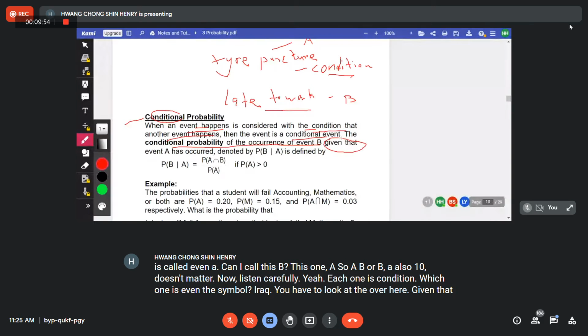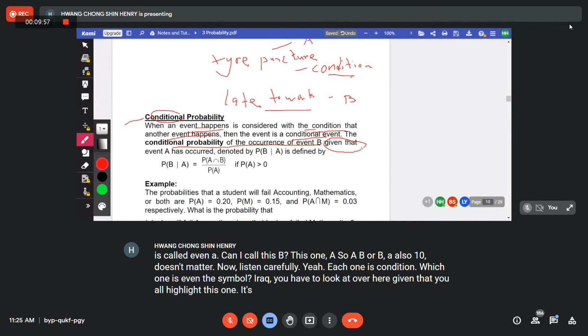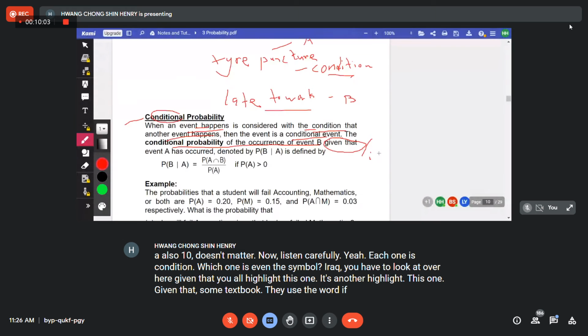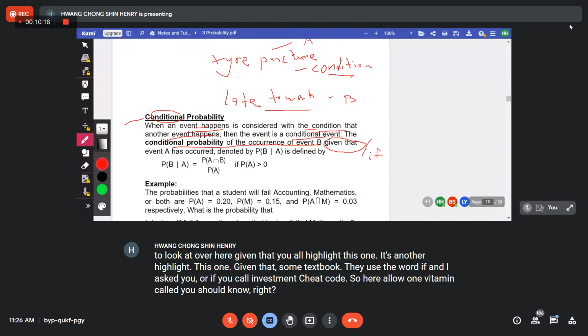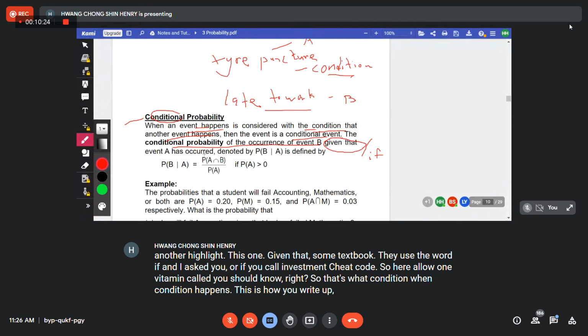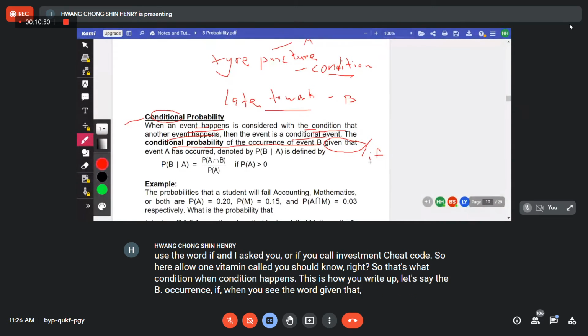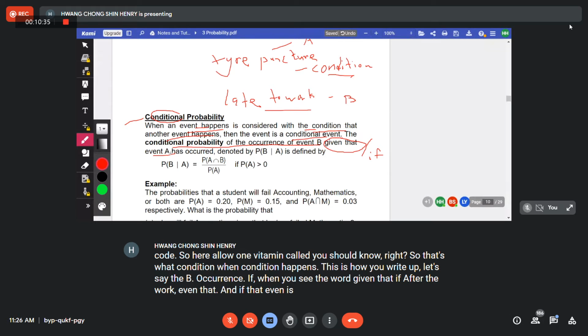Given that. You all highlight this word. Use a highlighter, highlight this word: given that. Some textbooks use the word if. Can I ask you, if, what do you call it in Bahasa Malaysia? Jika, sekiranya, kalau. In Mandarin you should know, right? So that is called the condition. When the condition happens, this is how you write it out. Now let's say the B occurrence, when you see the words given that or if, after the words given that and if, that event is the condition.